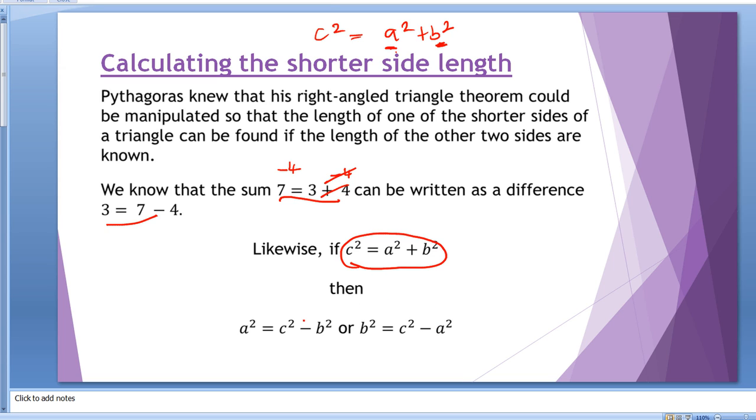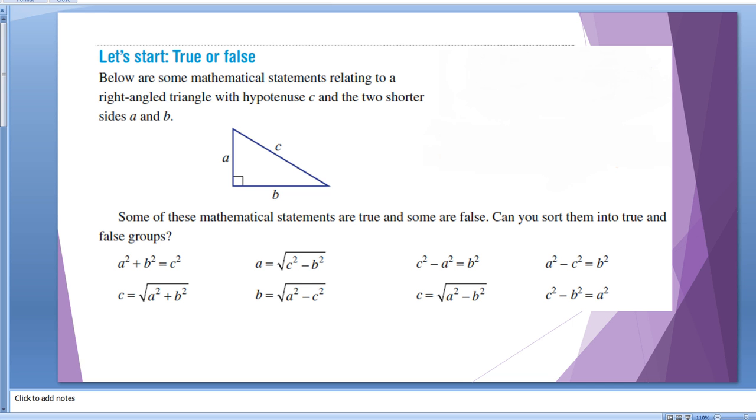So basically what it allows us to do is manipulate his formula to suit us so that we can find one of the shorter side lengths. I've included this slide here in your notes. Basically it's a series of 8 different attempts at transposing or manipulating Pythagoras' theorem. Some of them work and some of them don't. So for example, I'll just give you a tip, that one works. Well, that is Pythagoras' theorem, so it obviously works.